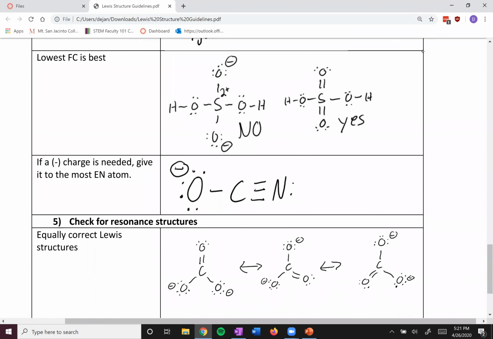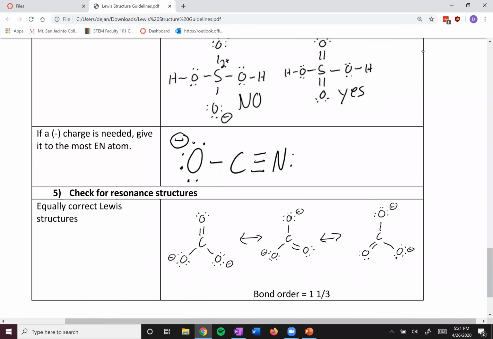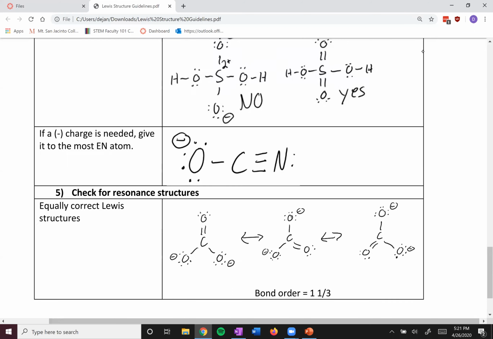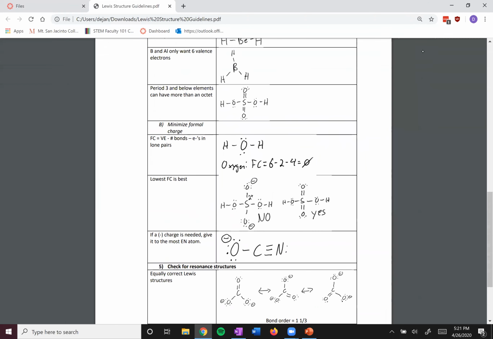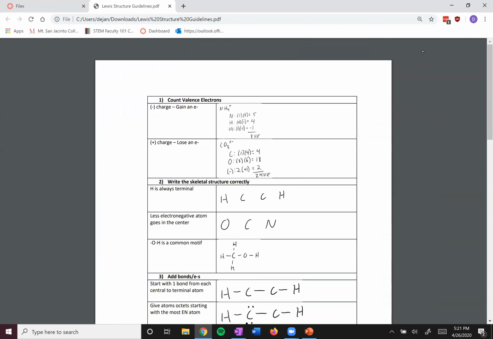And then the final thing you should do is check your Lewis structures for resonance structures. So there's the one for carbonate, and then you should be able to figure out what the bond order is as well. So I think if you just follow these steps and do some practice, overall it should be pretty simple, and you should be able to predict the Lewis structure for almost any molecule out there. And then you have a clue about the bonding in almost any molecule out there.